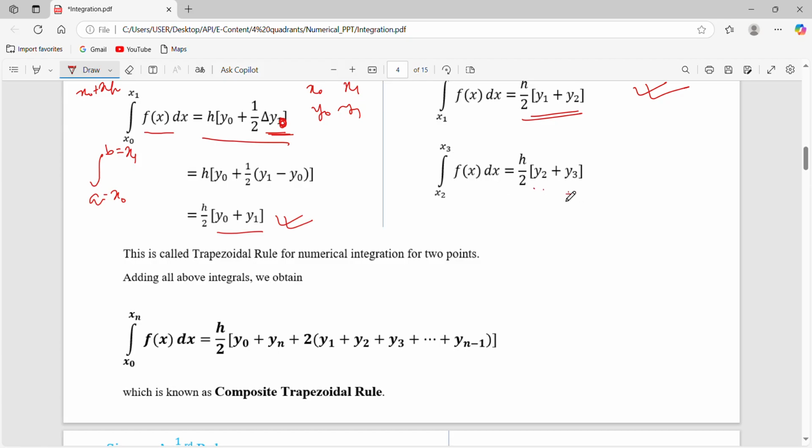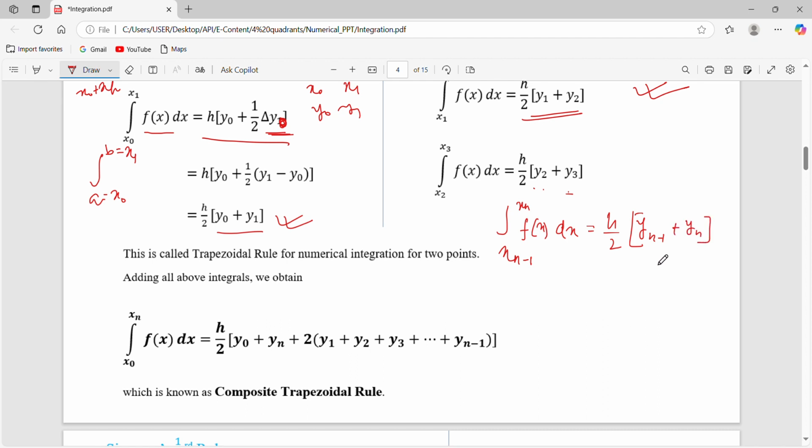Okay, so in this way the last interval will be xn minus 1 to xn. So here the integral of f(x) dx is equal to h by 2 times (yn minus 1 plus yn).